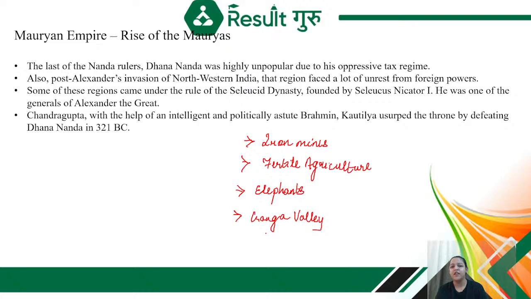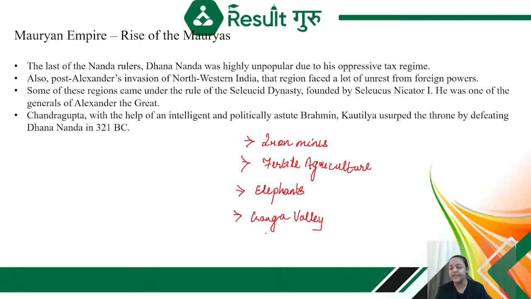He was really, really unpopular due to his oppressive tax regime. So he was taxing his people in the worst manner possible. He was taking a lot of taxes from them, and that is why he was really, really unpopular. Also, post Alexander's invasion in northwest India, the region faced a lot of unrest from foreign powers, as in there was always this chance that some foreign power would come and try to colonize us or try to conquer us.